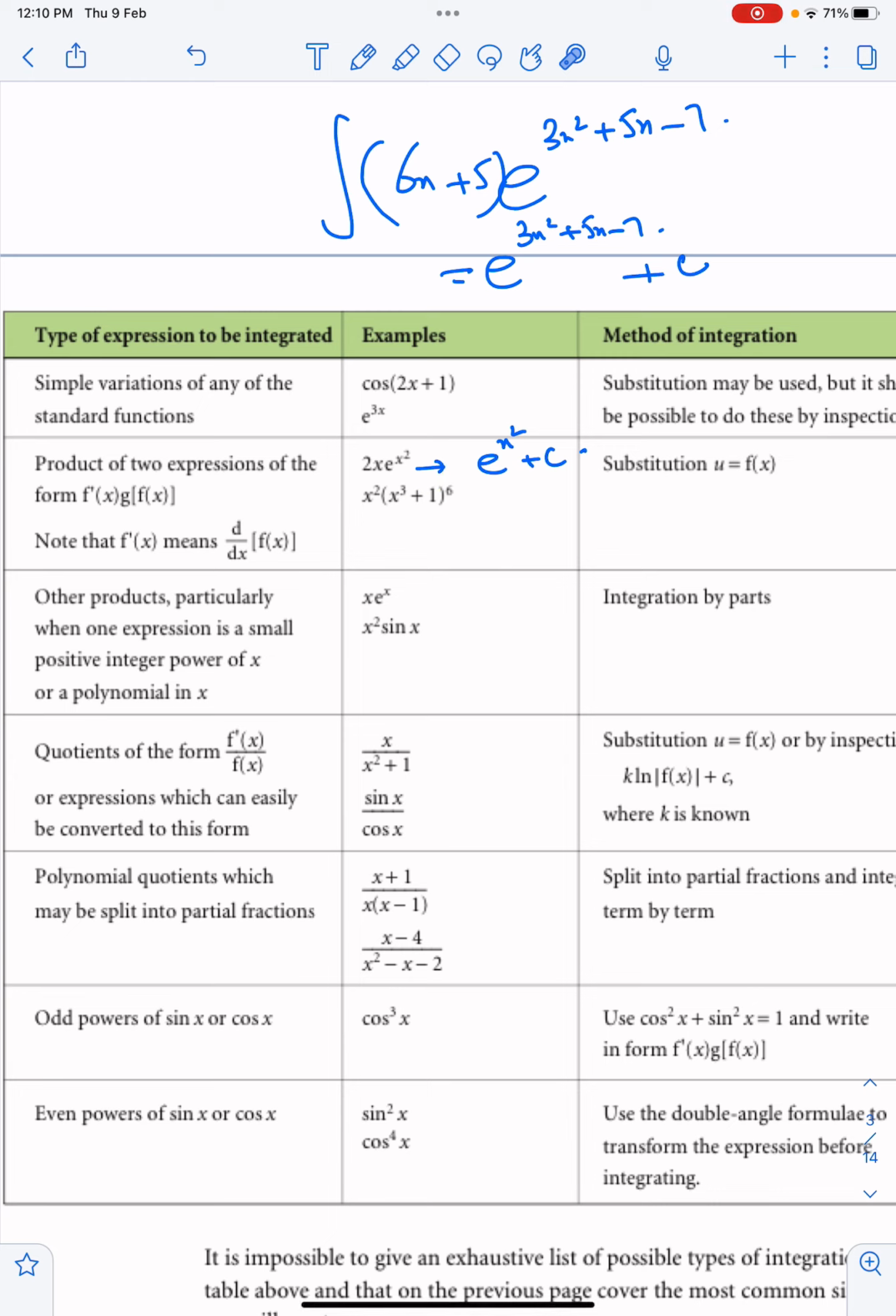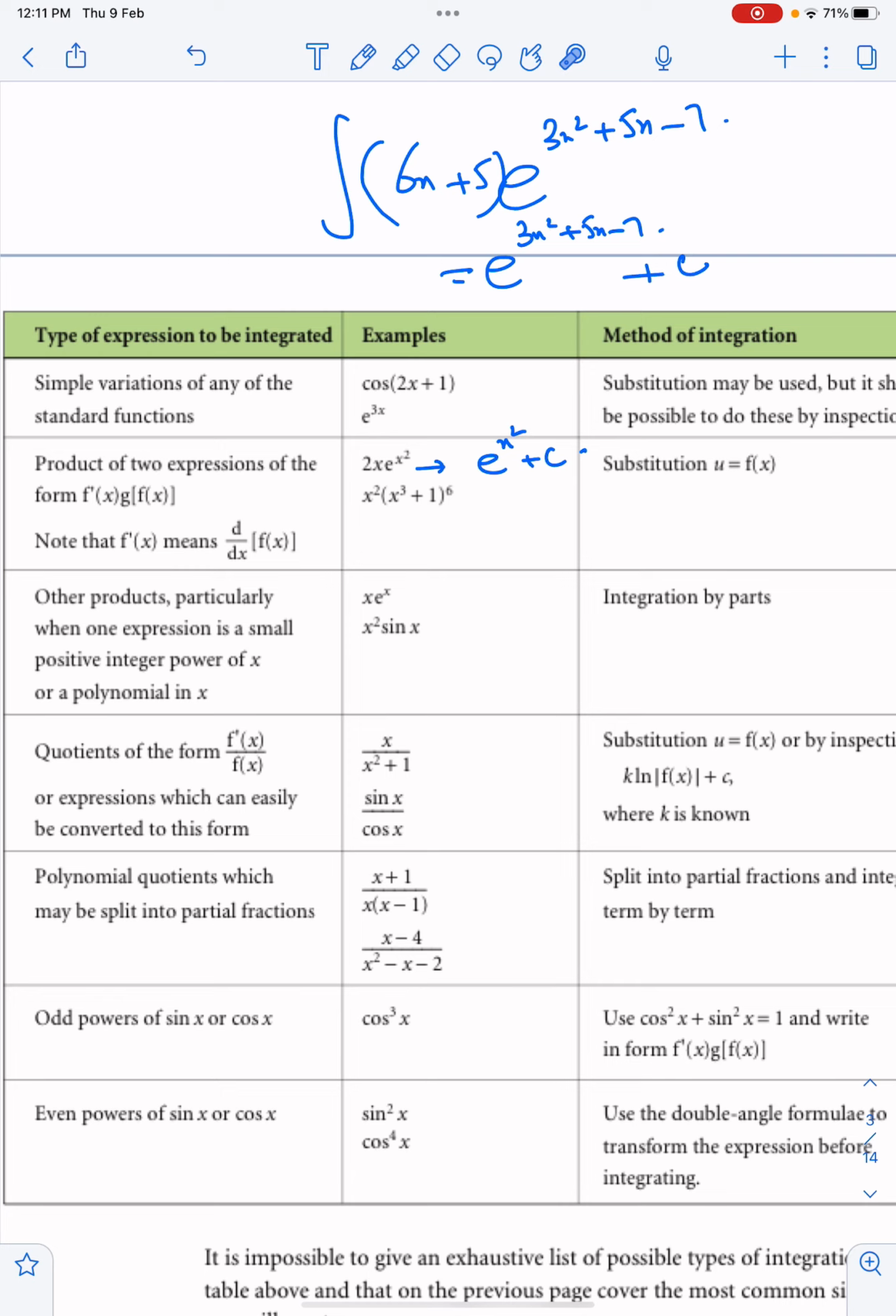Okay, here we have e and x, and we know that there's no link between the two, because when you differentiate x, you get 1, so there's no link between the two functions. So we will go with integration by parts. In this case also we will go with integration by parts.